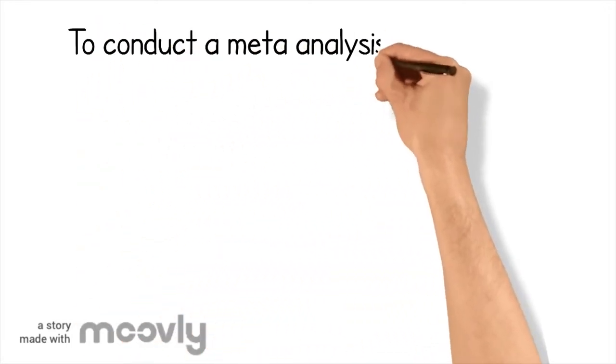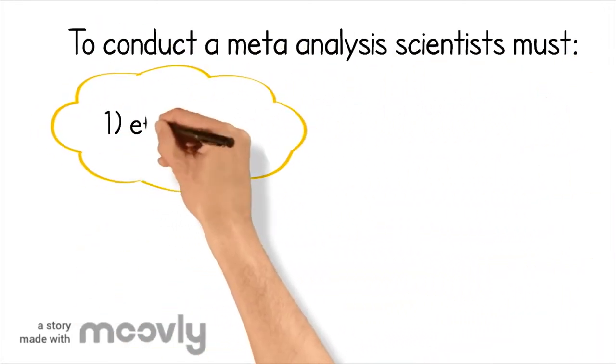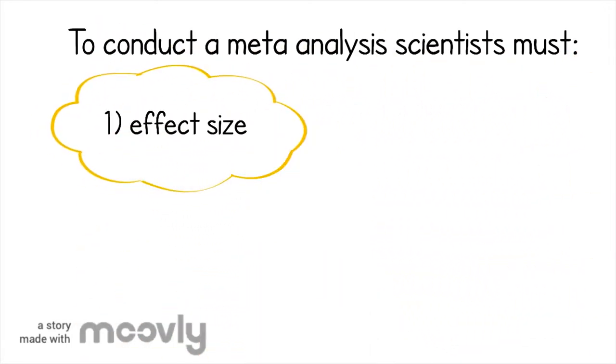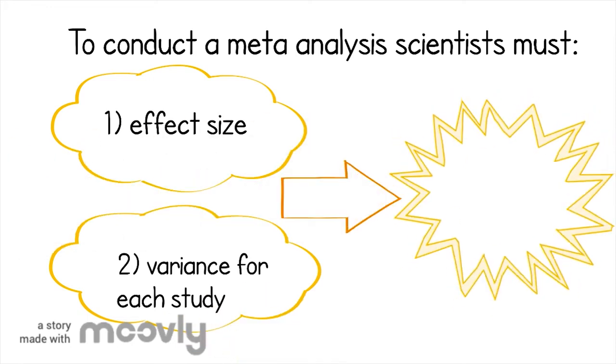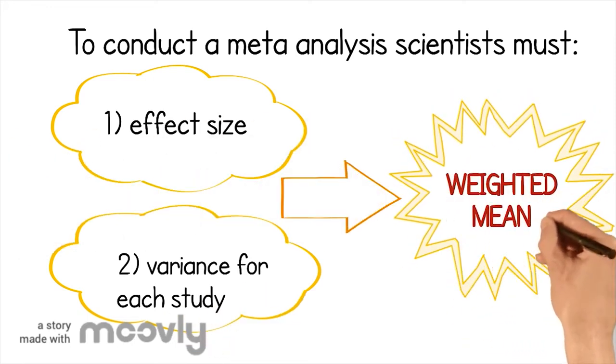To conduct a meta-analysis, scientists must compute an effect size. This is, in a general way, a value which reflects the strength of the relationship between two variables. Also, the variance for each study. Then they will work with these effect sizes to compute a weighted mean. This refers to assigning more weight to the more precise studies.